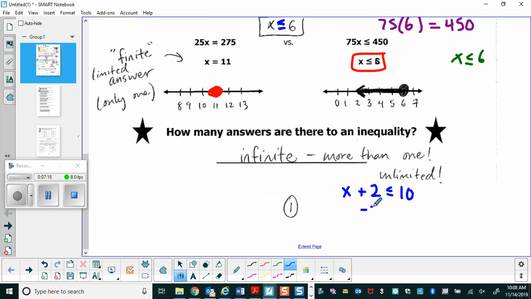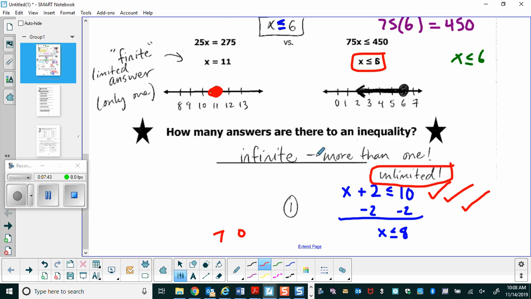So as long as my answer that I plug in here is less than or equal to 8, it should work out. So let's try 8. 8 plus 2 is 10. That would work. What if we tried 7? 7 plus 2 is 9, and 9 works. What if we tried 0? 0 is less than 8. So 0 plus 2 is 2, and that's less than 10. So that's what I mean by there is an unlimited number of answers when it comes to an inequality. So you have an infinite number of solutions versus a finite number of solutions with an equation.